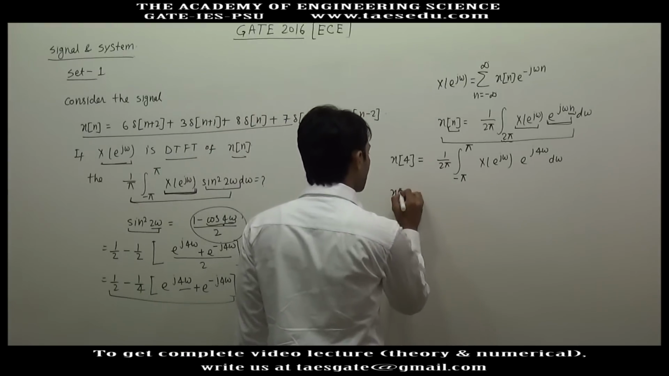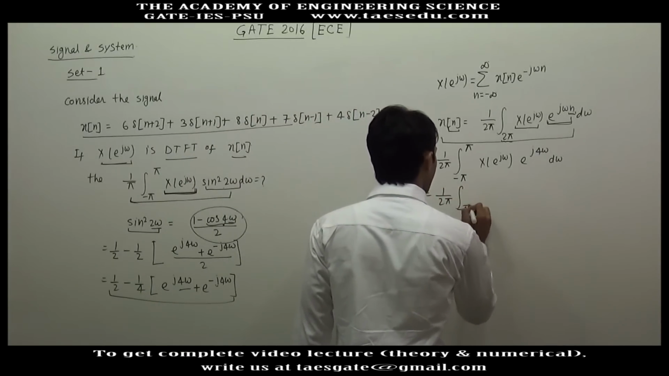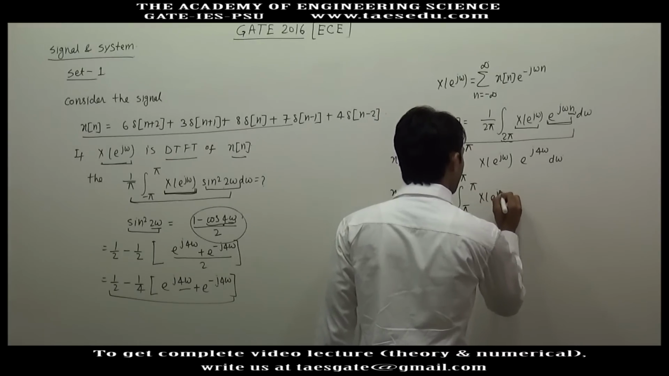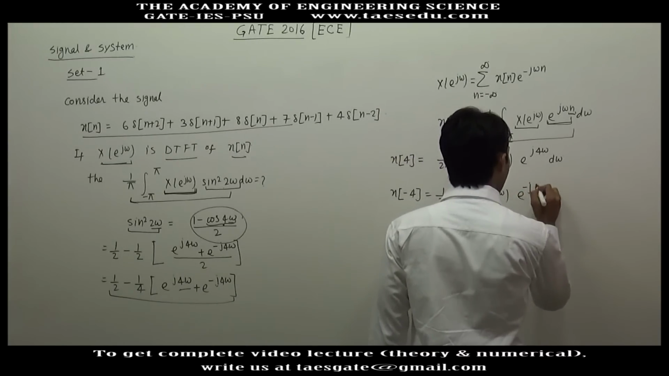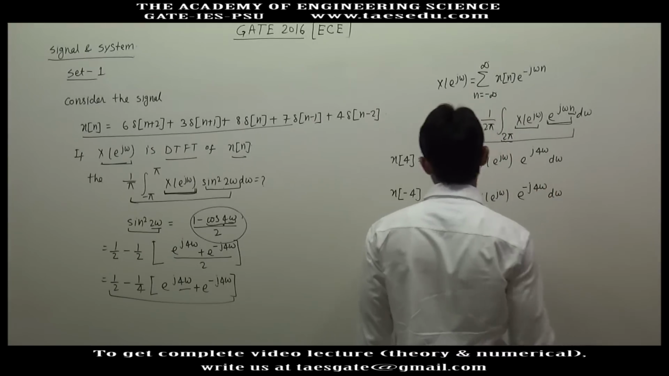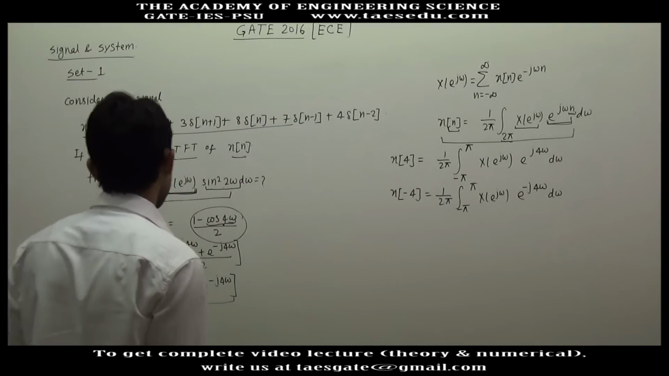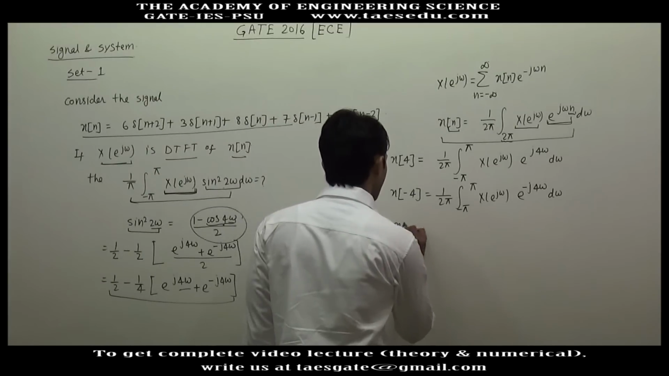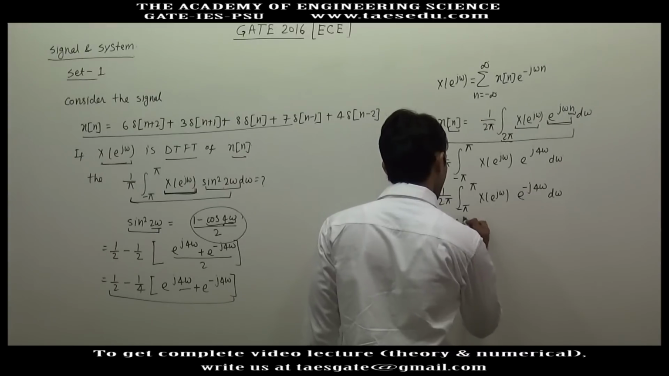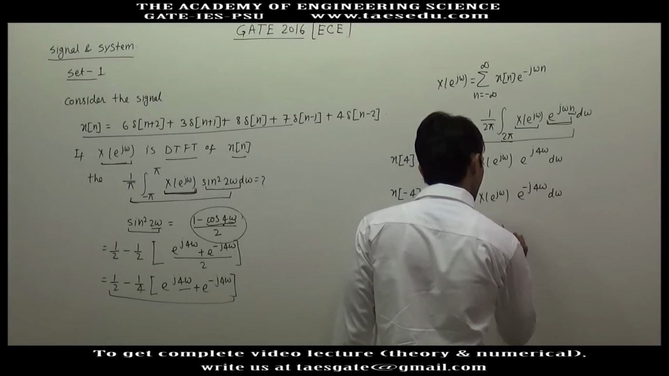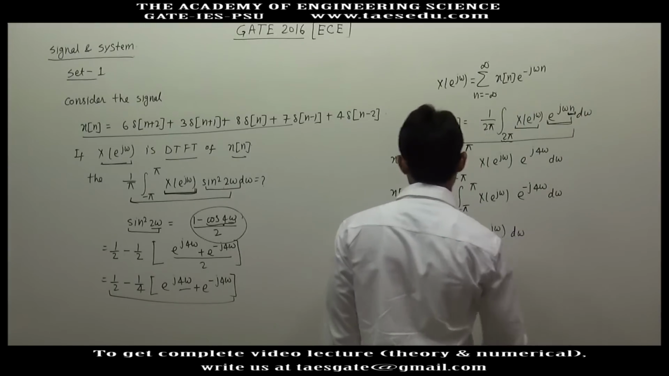X minus 4 will be 1 upon 2 pi, minus pi to pi, X e to power j omega into e to power minus j4 omega d omega. And X0 will be 1 upon 2 pi, minus pi to pi, X e to power j omega, and if n is 0 this will be 1.